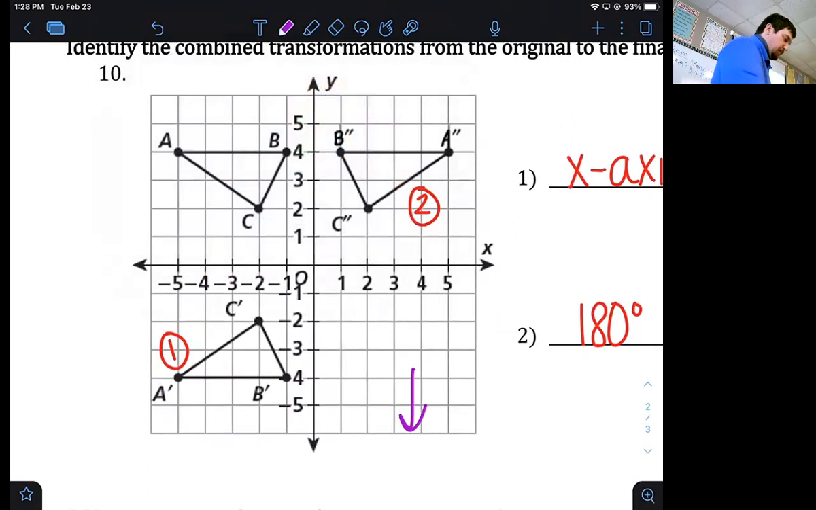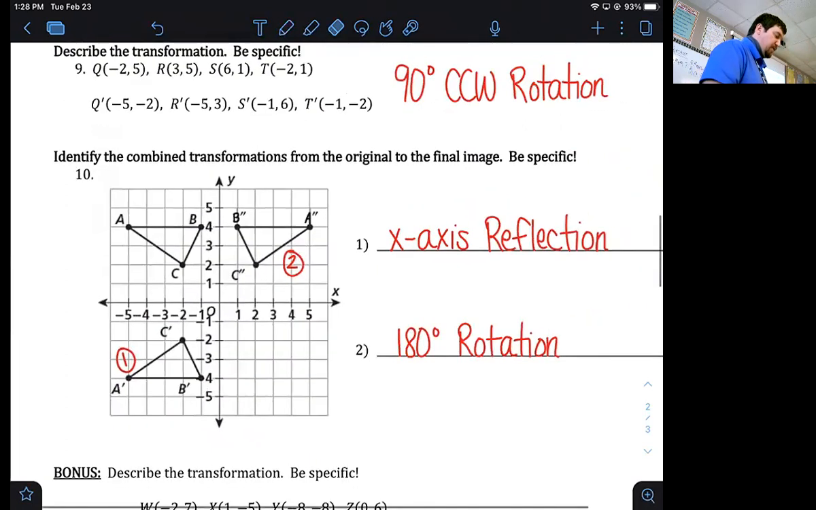Yep. So for number 10, the 2 transformations. I'm not asking you what did they do from here to here, and then what did they do from here to here. I'm asking you what did they do from here to here, and then from here to here, because this is single prime and it goes from single prime to double prime.